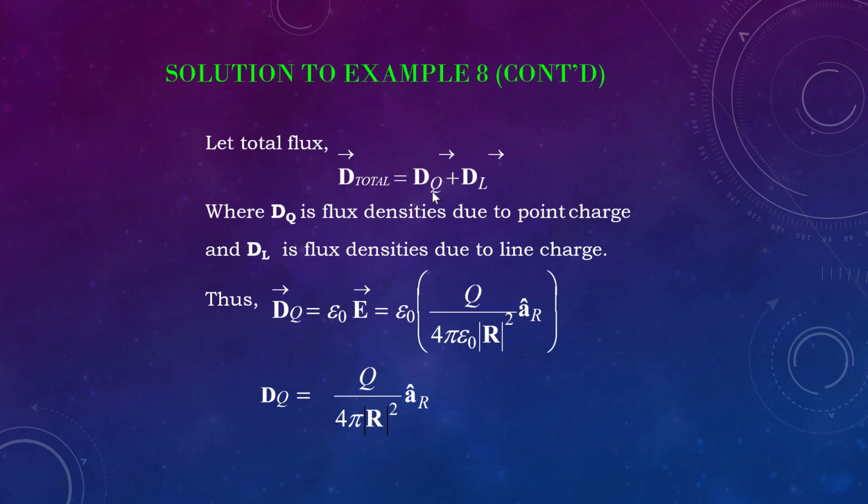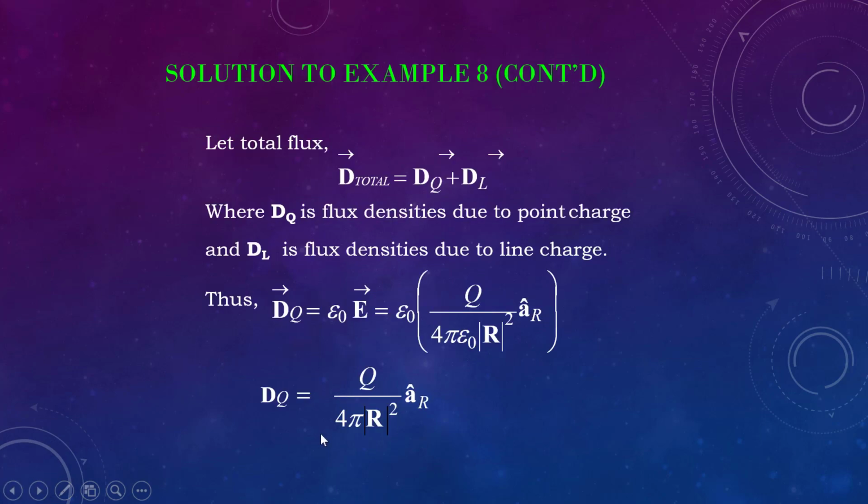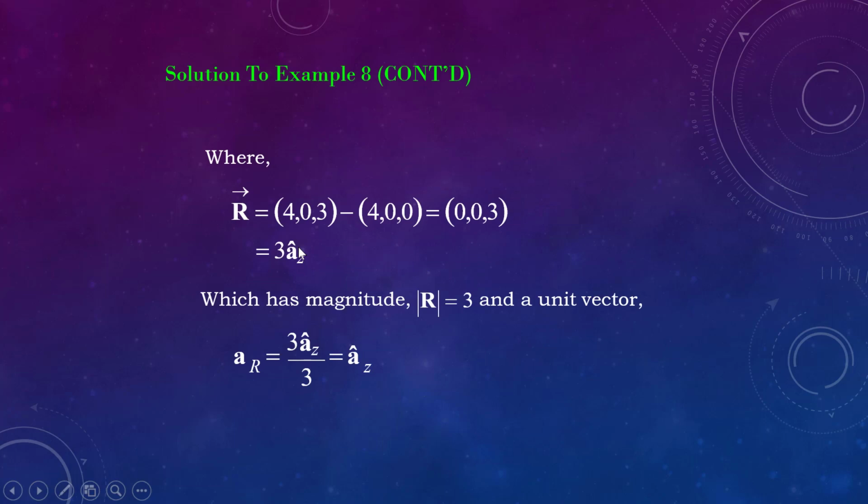So dq is the flux density due to the point charge, and it is given by q divided by 4 pi epsilon naught r square into ar cap, that is E bar multiplied by epsilon naught, or we can directly write dq is equal to q upon 4 pi r square into ar cap. So what is r? We have to find the intensity at 403 and the point charge is present at 400, right? So from 403 we will subtract 400.